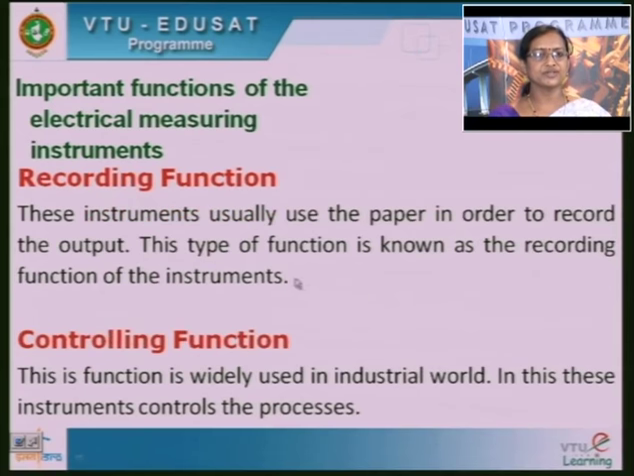In the recording function, as I already told you, we use paper and pen to record the values. That is why these are called recording instruments. In the controlling function, which is widely used in the industrial world, the instruments control the processes.